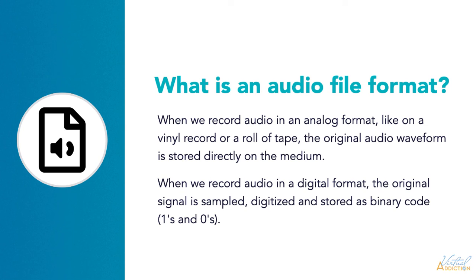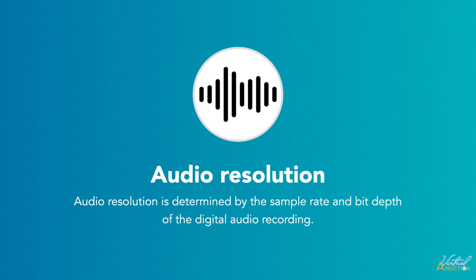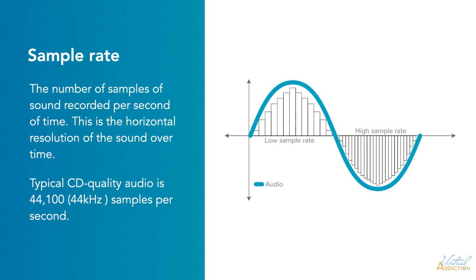Some formats use data compression to reduce the size of the file. We'll talk more about that later. Audio resolution is determined by the sample rate and the bit depth of the digital audio recording. Sample rate is the number of samples of audio taken per second and controls the frequency response of a recording.